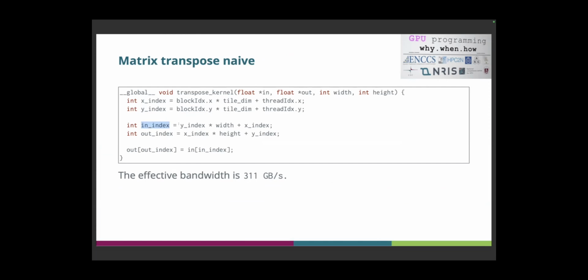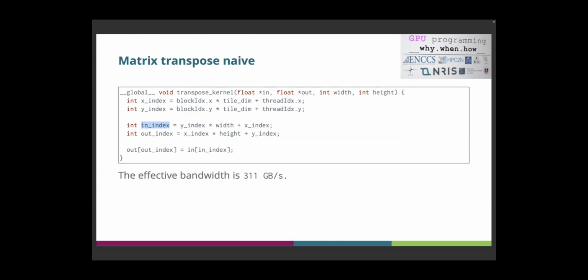What happens if two threads are near each other, have indices close to each other? So we put thread idx plus 1 and see how the index changes. We see that if we put thread idx plus 1, it will change with x index plus 1. So practically, in index only changes by plus 1. So the reading here is actually done in a coalesced way. That's great. We don't have to do anything.